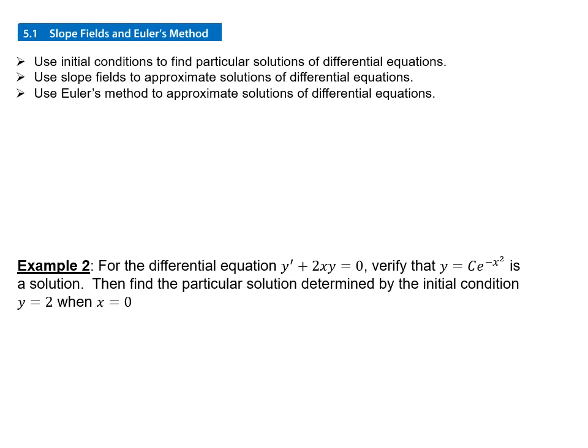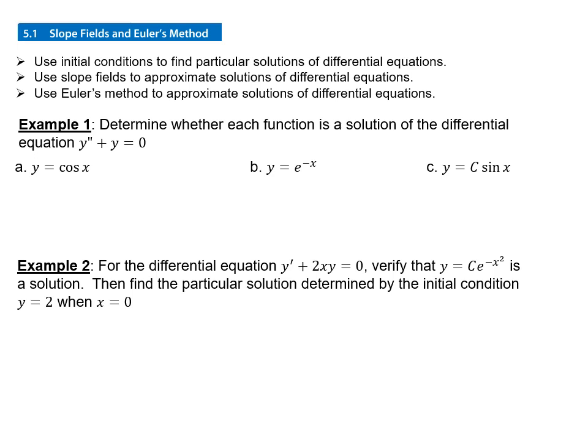So slope fields and Euler's method. We use initial conditions to find particular solutions of differential equations. We use slope fields to approximate solutions of differential equations. We use Euler's method to approximate solutions of differential equations.